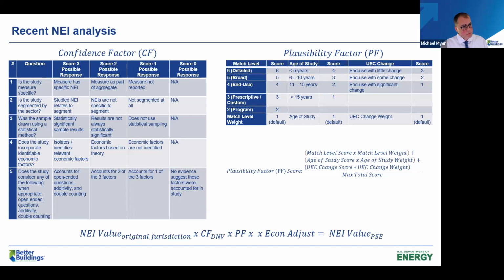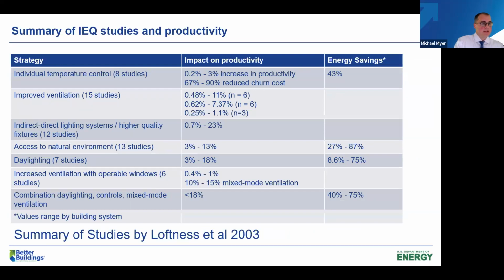Next slide. Another example is the summary of IEQ studies and productivity. And this is definitely what I've been trying to slow down on. This is where I think those plausibility and confidence scores really are going to become a question. And that's going to be one of our next poll questions in a second. There's a wide range in productivity.